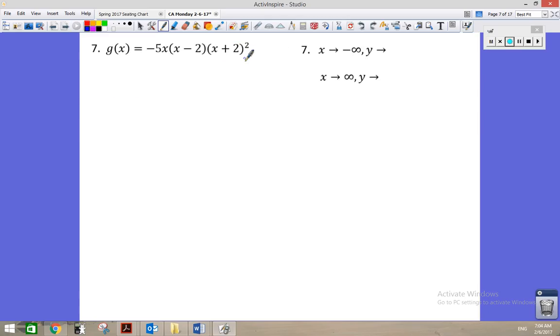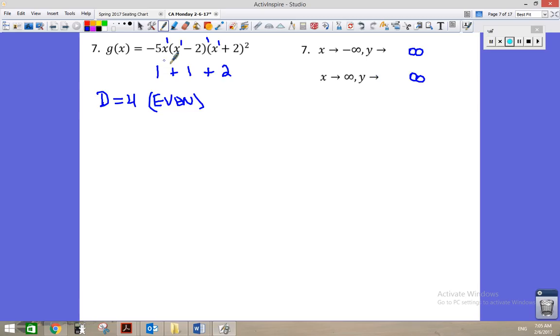Here let's determine the degree. This factor is contributing 1. This factor is contributing 1. This factor is contributing 2. So the degree of this is 4. That's an even number. They are going to agree in sign, either both being positive or both being negative.